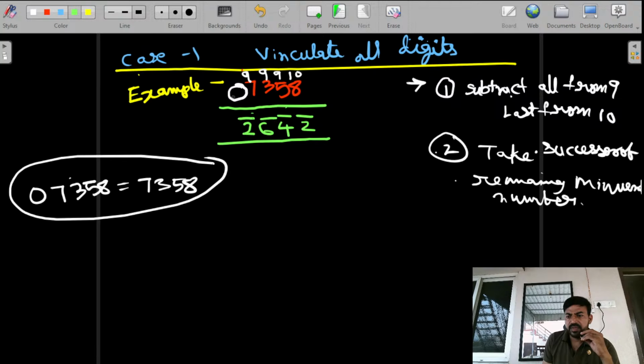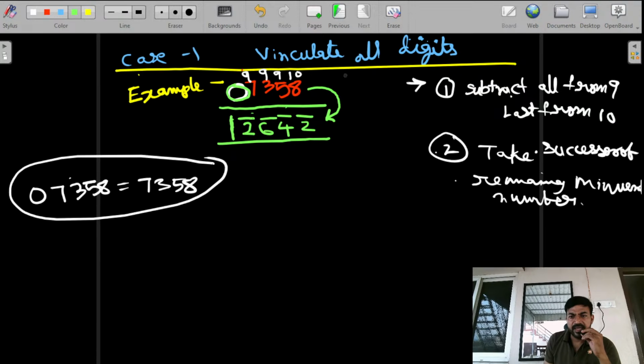So the next step: take the successor of the remaining minuend number. Here we put 0 for our convenience. The successor of 0 is 1. You can write 1 as the successor of 0. This is the vinculated form of 7358. Is it clear, everyone? Yes. 1 bar 2 bar 6 bar 4 bar 2.